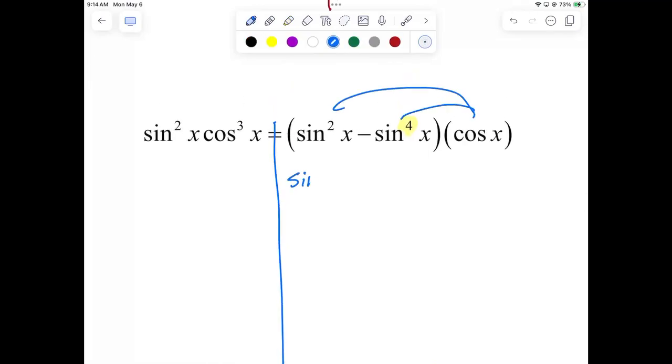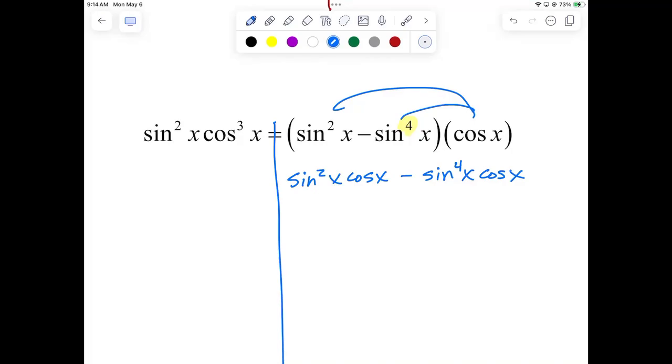I get sine squared of x times cosine of x minus sine to the 4th of x times cosine of x. Not illegal to distribute. I distribute it and I look at the left-hand side. How's that looking? Is that looking good? Not really. The left-hand side when we started was a single term. The right-hand side, really, it was also a single term, wasn't it? It was just that one of the terms had 2 terms in it. So we now distributed and turned it back into 2 terms.